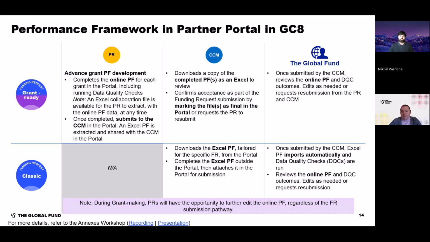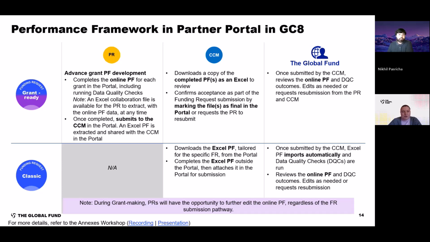When it comes to the Global Fund stage, the moment that the full application material for the funding request has been submitted, the CCM, as I mentioned, will mark the files as final. The Global Fund is immediately informed upon submission, and the review of the online PF is taking place with the subsequent completion of the data quality checks outcomes. If there are any further modifications or updates that would be required, the Global Fund will request a resubmission from the principal recipient and the CCM.